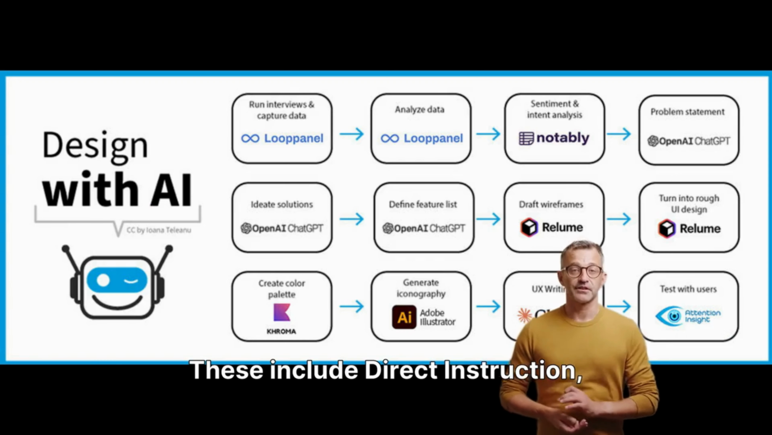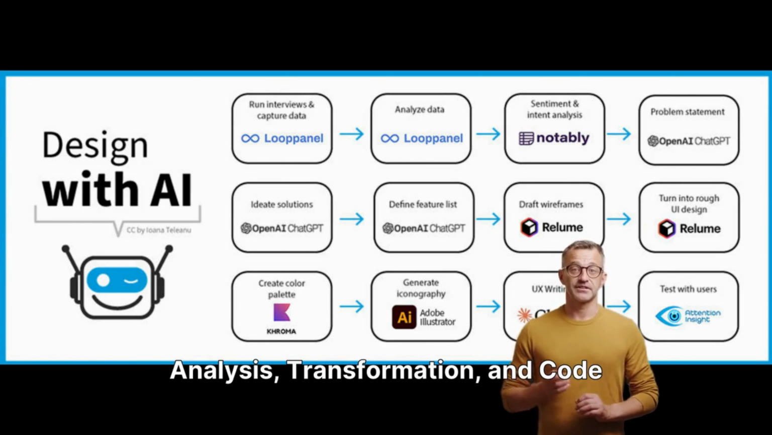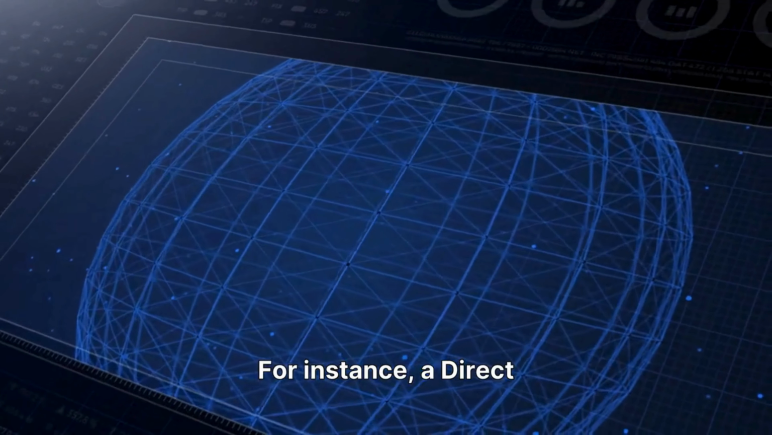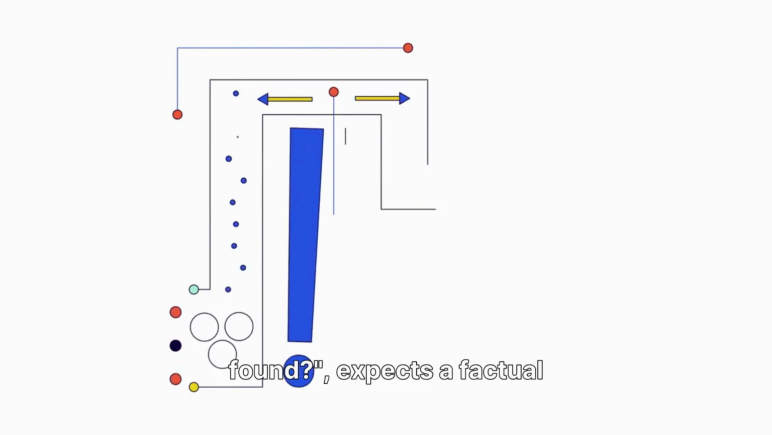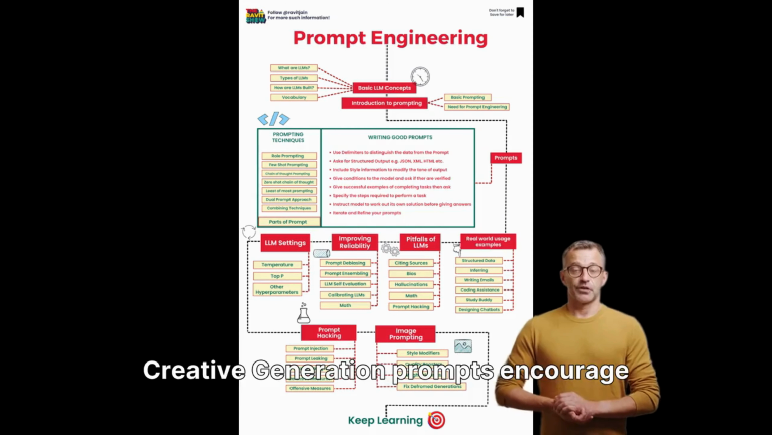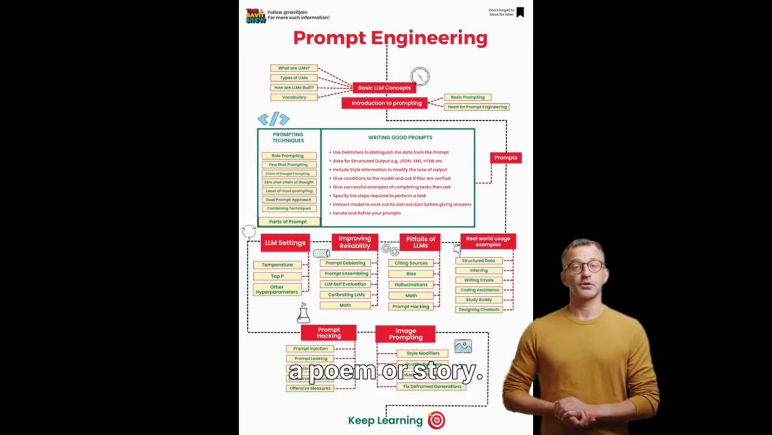These include direct instruction, question answering, creative generation, analysis, transformation, and code generation. For instance, a direct instruction prompt might ask the model to summarize the following text. A question answering prompt, like "Where are penguins found?" expects a factual response. Creative generation prompts encourage the model to produce original content, such as a poem or story.